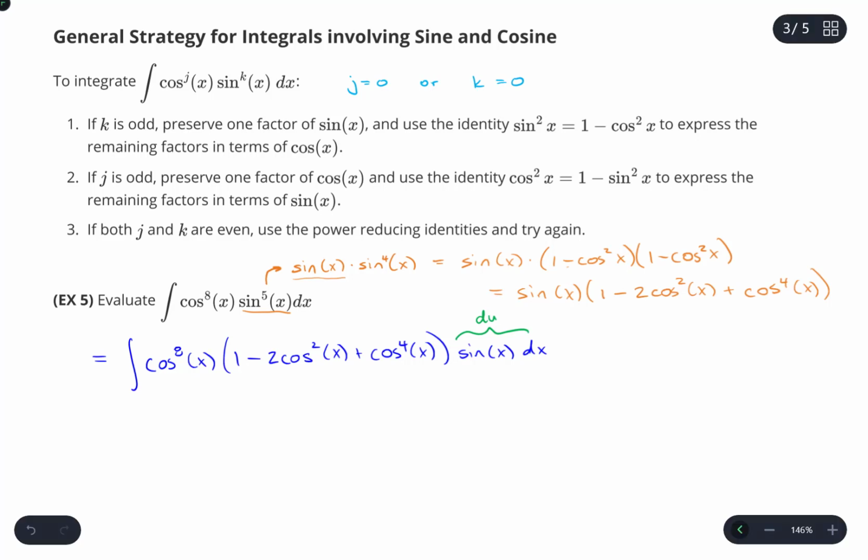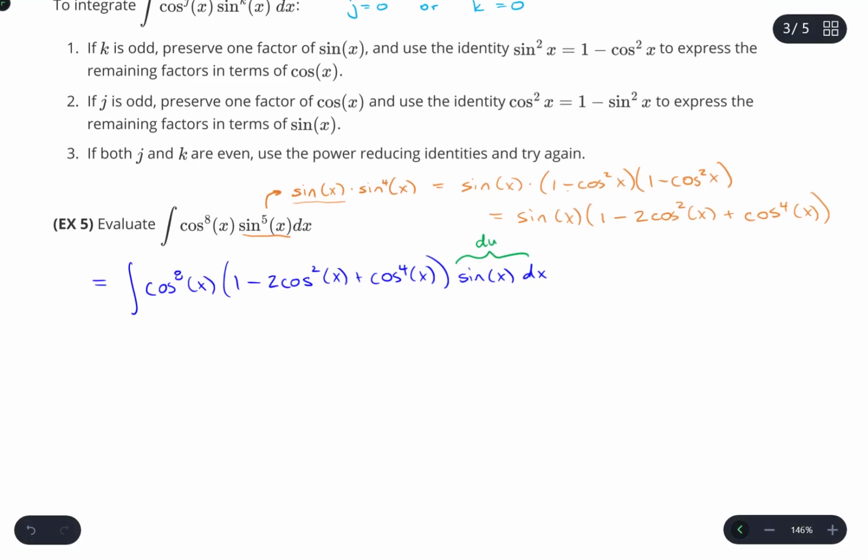So one thing that I can go ahead and do is actually distribute this cosine through and express this as the integral of cosine to the 8th x minus 2 cosine to the 10th of x plus cosine to the 12th of x times sine x dx. And now I'm ready for substitution. So I'll let u be cosine of x.